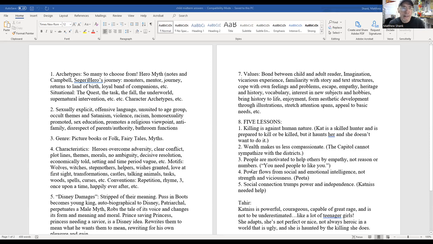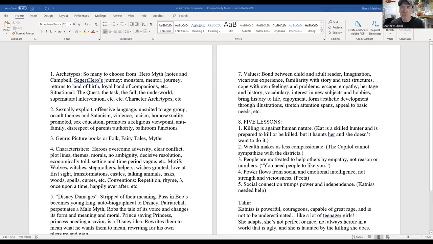And so there's so many. We have monsters, the mentor, the journey, loyal band of companions, the quest, the task, the fall of the underworld. So many different character archetypes, including the mentor and, you know, the shadow and the damsel in distress. And I mean, there's a thousand of them. I think most people will probably do really well on that question.